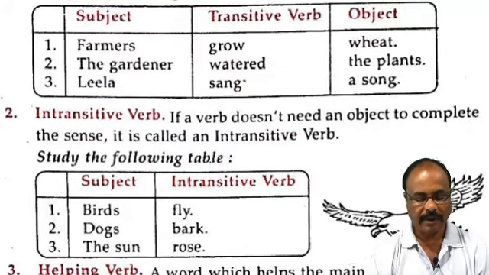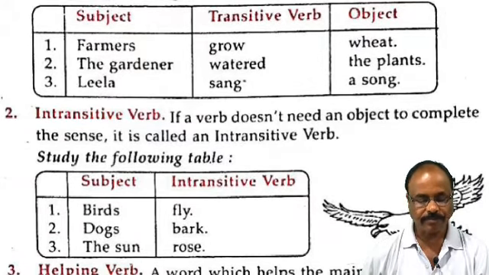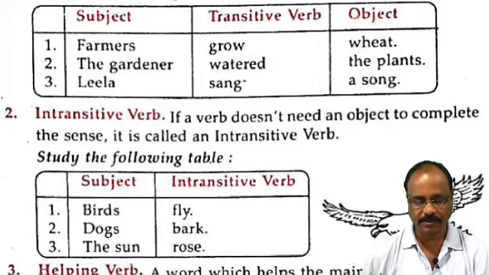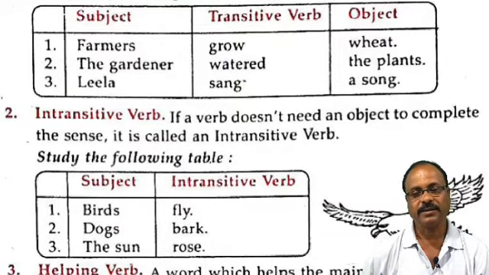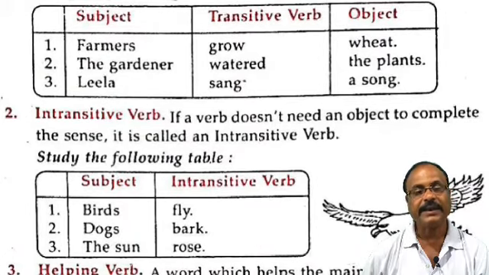Let me be giving you some one or two examples about the intransitive verbs. Birds fly. Here you see birds, it is the subject, and fly is the verb. There is no object. Isme koi object nahi hai. So we can call this verb fly an intransitive verb. Dogs bark. The verb bark does not need any object. So it is called an intransitive verb. The sun rose. No object is there. That's why it is called an intransitive verb.